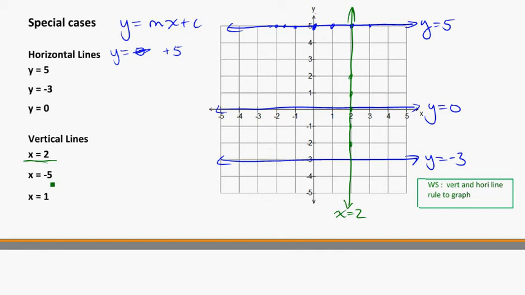For x equals negative 5, again you can go to the negative numbers here. We're going to go out to negative 5, and we're going to put in a vertical line. And that's x equals negative 5. It's always negative 5. And x equals 1. Finding x equals 1. Not a very straight line.